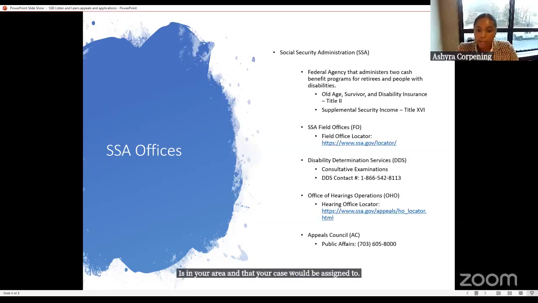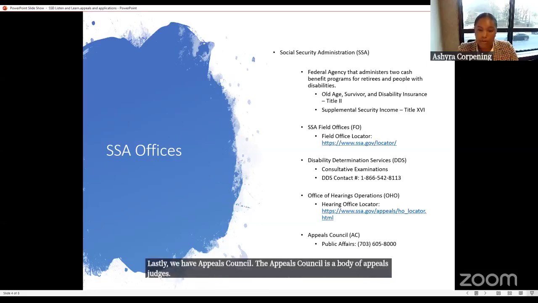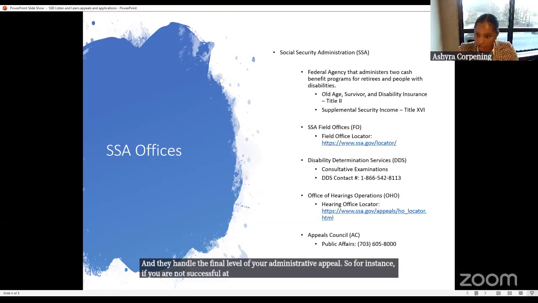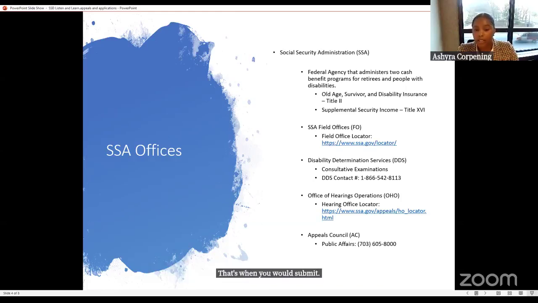Lastly, we have Appeals Council. The Appeals Council is a body of appeals judges, and they handle the final level of your administrative appeal. So for instance, if you are not successful at the hearing office level, that's when you would submit an appeal to the appeals council, which their number is also listed here.